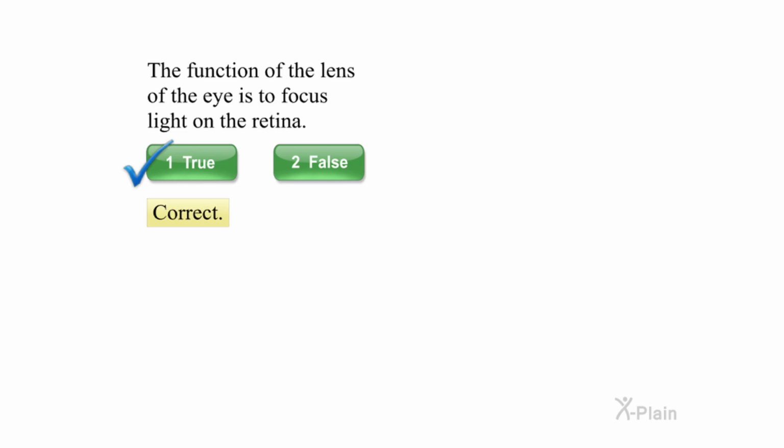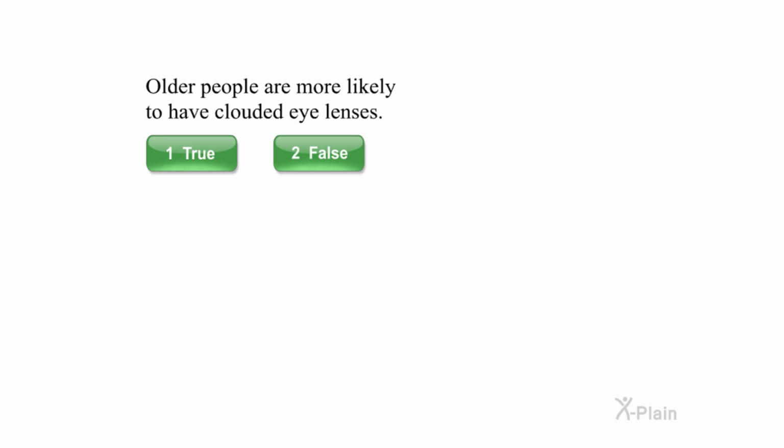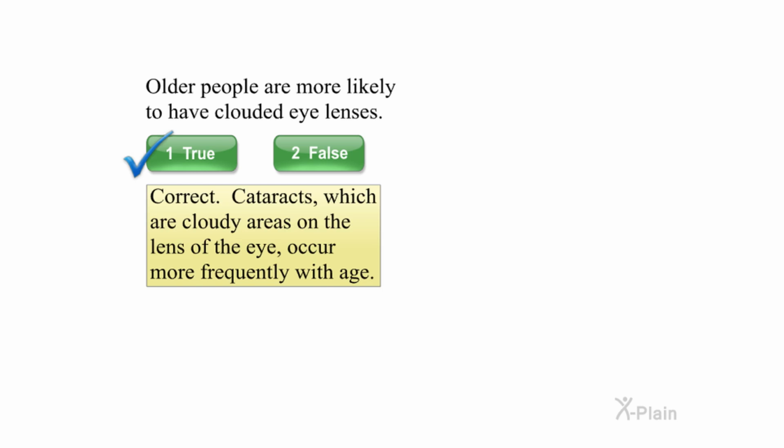Correct. Older people are more likely to have clouded eye lenses. Select true or false. Correct. Cataracts, which are cloudy areas on the lens of the eye, occur more frequently with age.